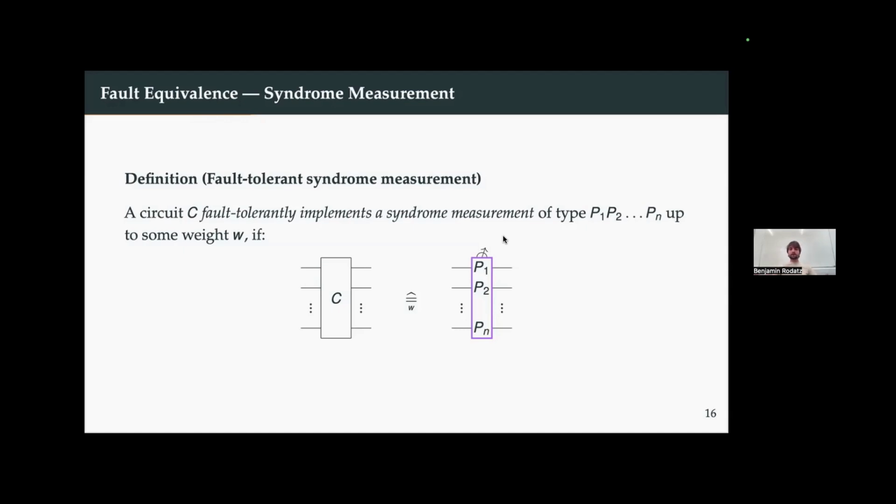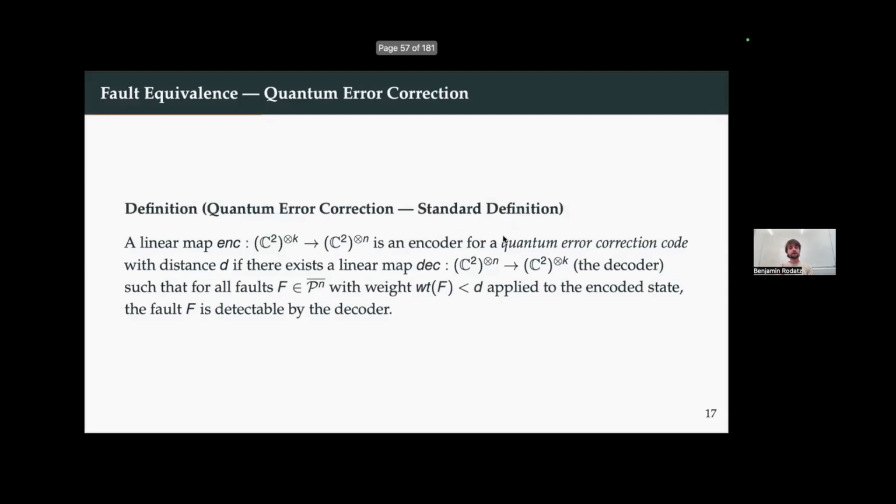So a lot of things in the literature of fault-tolerant circuit synthesis can very naturally be expressed as, given this idealized description of what I would like to have, find me something that is fault equivalent to that I can actually implement on my hardware. We can actually go a step beyond that. We can also formalize quantum error correction and fault-tolerant quantum computing in terms of fault equivalence.